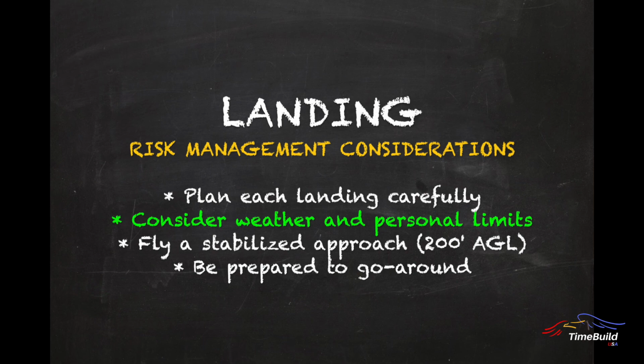Crosswind components are an excellent example. Until you gain familiarity with the aircraft and its handling characteristics, it would be wise to limit crosswind components to 5 knots.